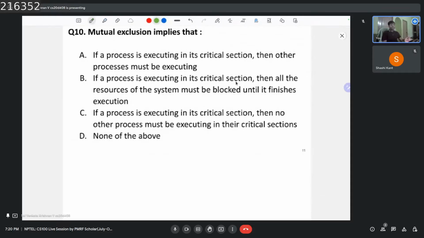So which one of the following terms actually corresponds to mutual exclusion? The answer is pretty simple. It is option C. Only one process can be executing in its critical section, and no other process must be executing in the critical section. So option C is the correct answer. The other options are not relevant to mutual exclusion. Any doubts in this question?